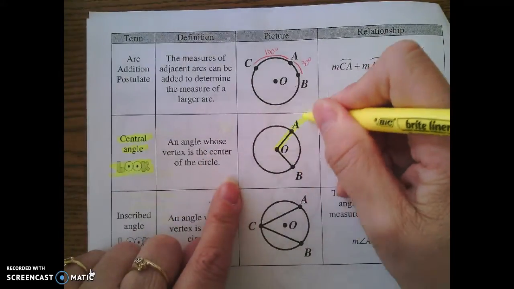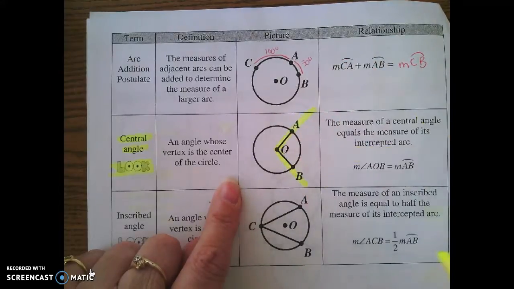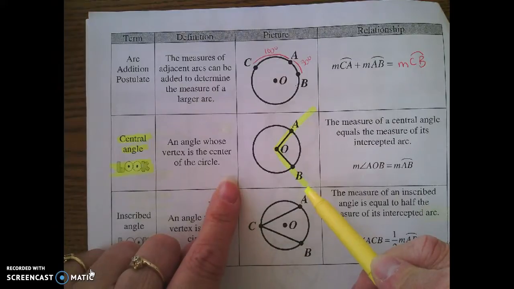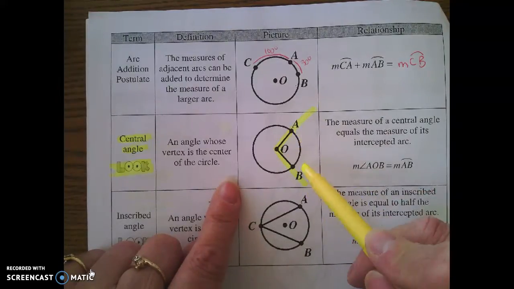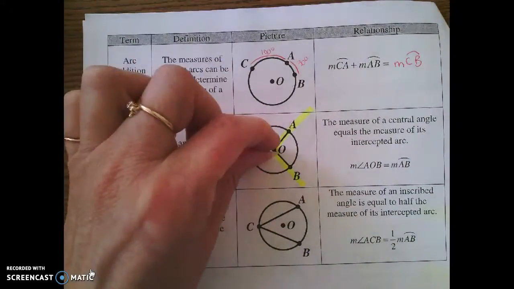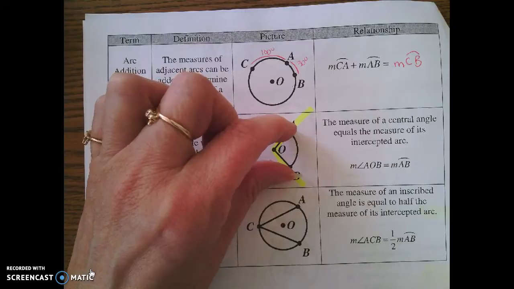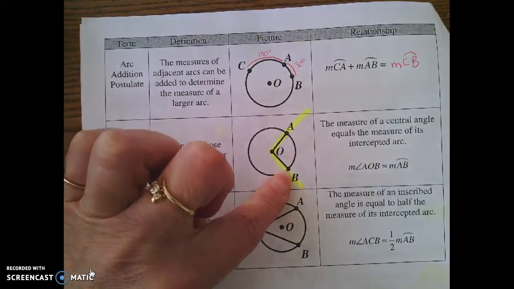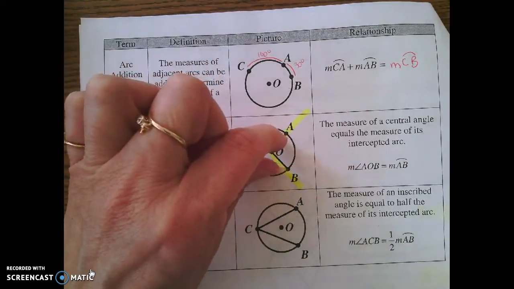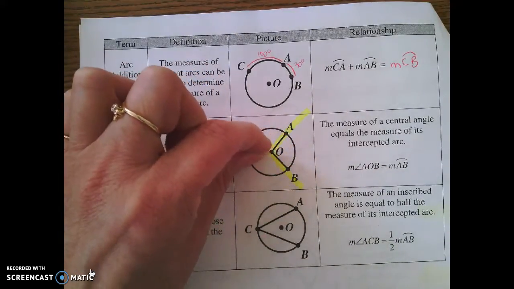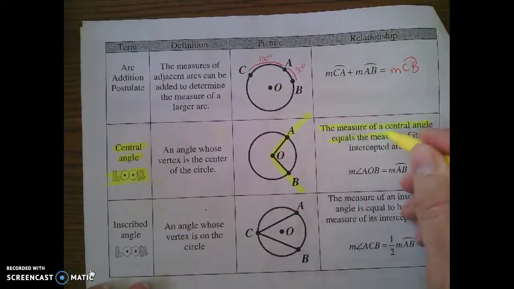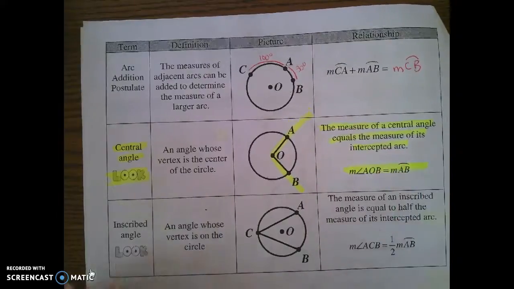So here is a central angle, angle AOB, and I drew the rays of that angle longer because I want you to see where it intersects the circle. It's very important that you can take an angle and zoom it out to the circle and find the arc that it intercepts. It's also important you can take an arc and follow the line segments backwards to find the angle it came from.